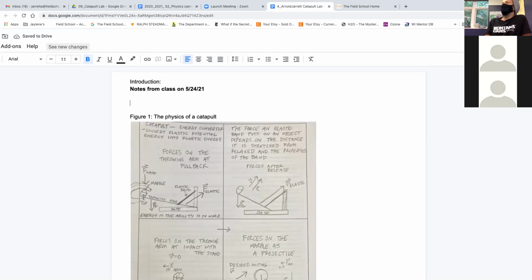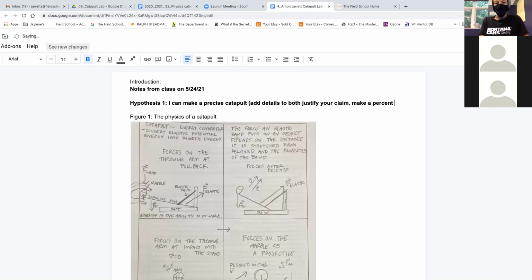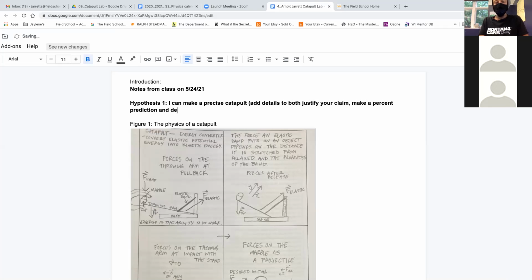We have 2 hypotheses. Zach, generally, what's your first hypothesis about? Cool. Yeah. So you're making the claim, I can make a precise catapult. Then you add details to both justify your claim, make a percent prediction, and define precision in terms of your catapult firing range setup.